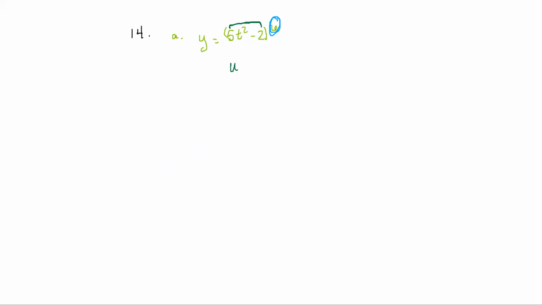Okay, so I'm going to have u is equal to 5t squared minus 2. So this is the function u of t. 5t squared. And then I am going to simplify my function y. So this is no longer going to be a function y of t. This is going to be y of u.